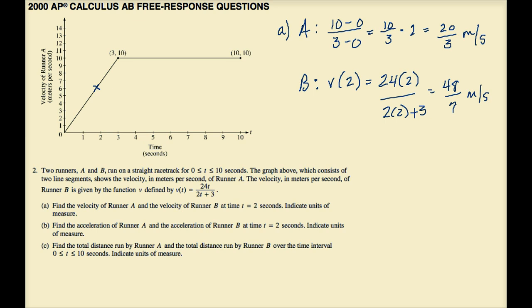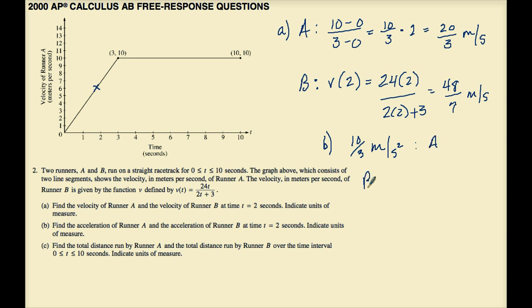Letter B. Find the acceleration of runner A and the acceleration of runner B at time t equals 2 seconds. Indicate units of measure. Time t equals 2 falls within this interval from 0 to 3, and the slope of this line represents the constant acceleration of the runner at this time. This can be calculated by change in velocity over change in time, and in fact we calculated this in letter A in order to find the velocity at time t equals 2. So change in velocity over change in time during that interval is 10/3 meters per second squared, and that is the acceleration of runner A during that time interval.